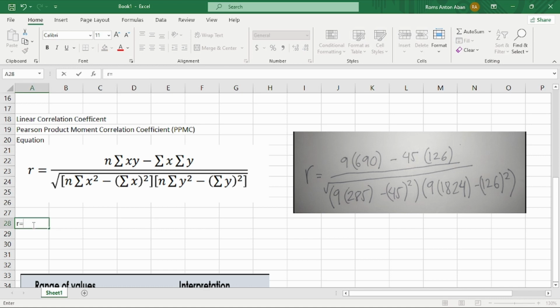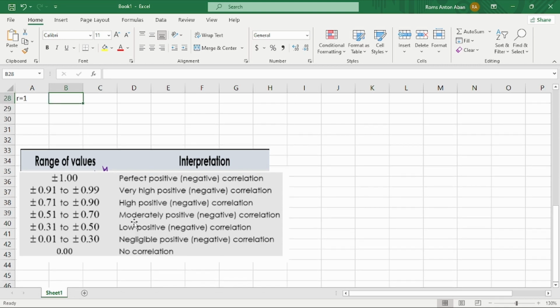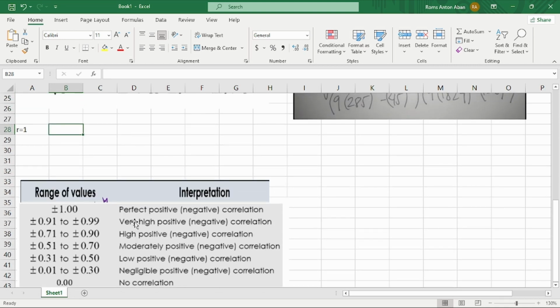Our r is equal to 1. Now we have to interpret the values. We have 1, so our value is interpreted to be perfect positive correlation.